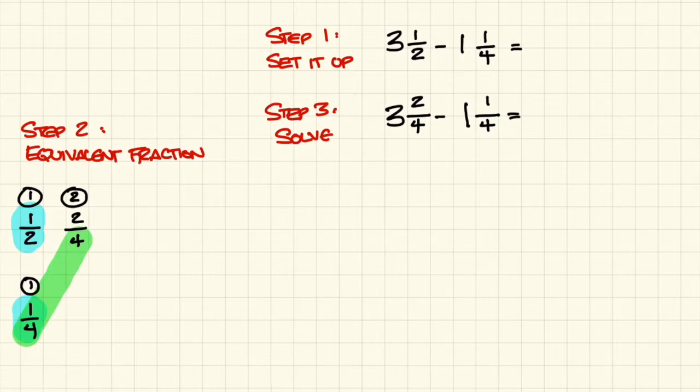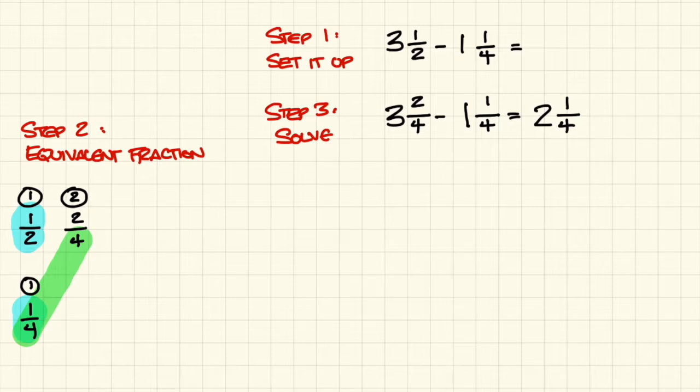Now we look at it and we do it just like we've done before with adding, except we're operationally doing subtraction. So first thing I'm going to do is look at my whole numbers, and I'm going to say 3 minus 1 is going to give me 2. I know my denominator stays the same, and then 2 minus 1 equals 1. So my answer would be 2 1/4.